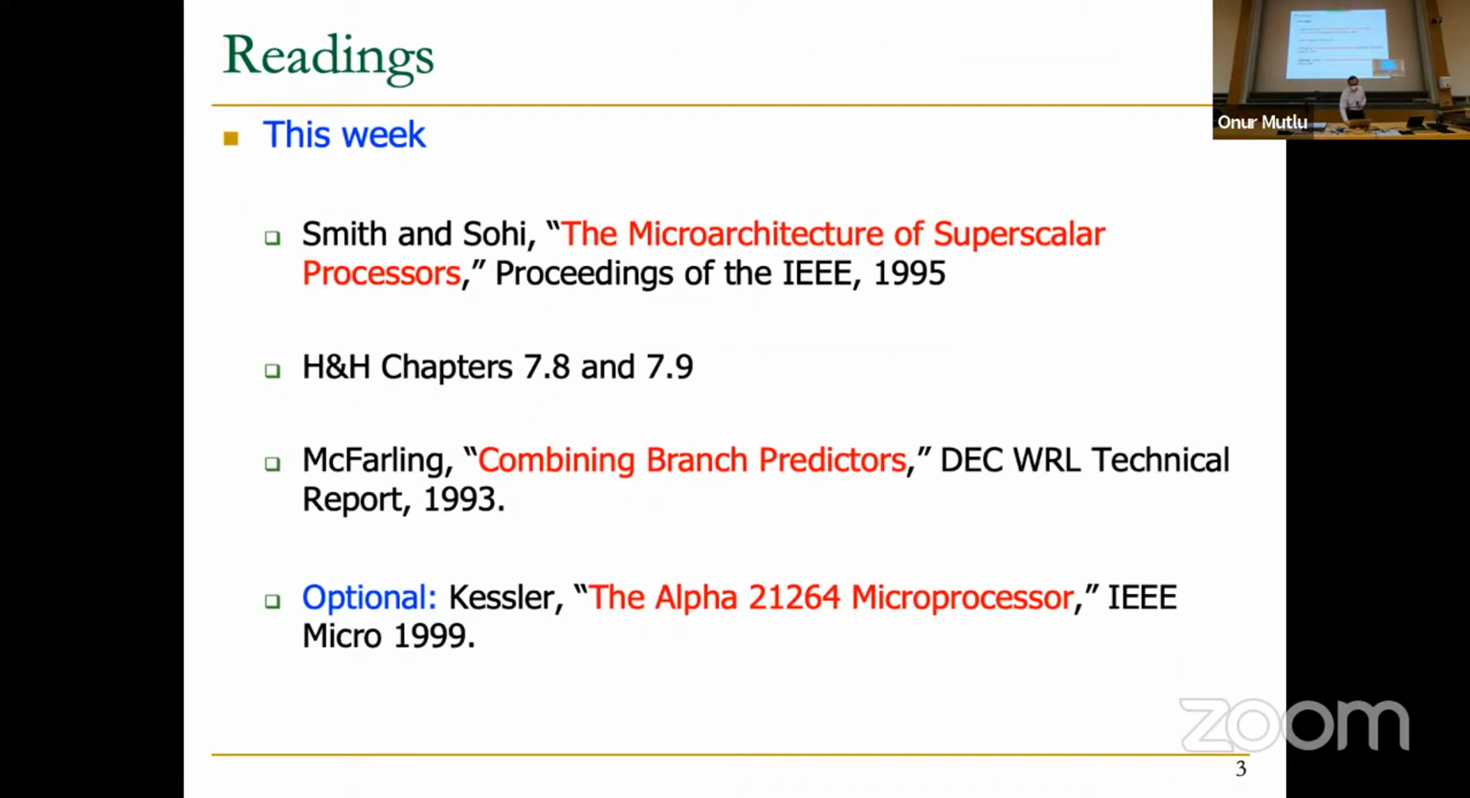Okay, these are some of the readings. Hopefully, you're doing the readings. As I mentioned, this proceedings of the IEEE paper, Microarchitecture of Superscalar Processors, is a good companion reading to what we're doing. For branch prediction, combining branch predictors is a good companion reading to what we will cover.